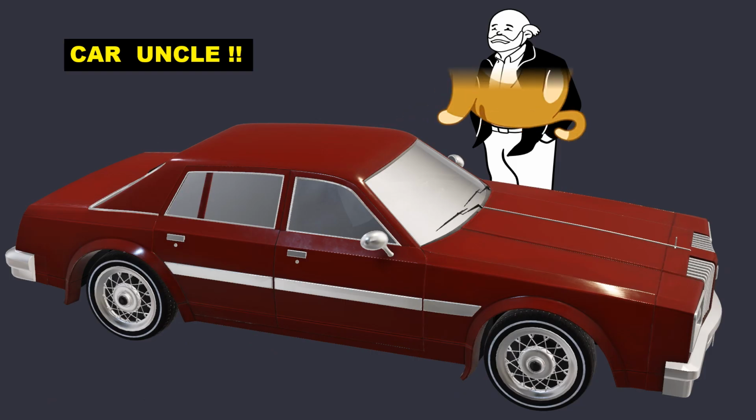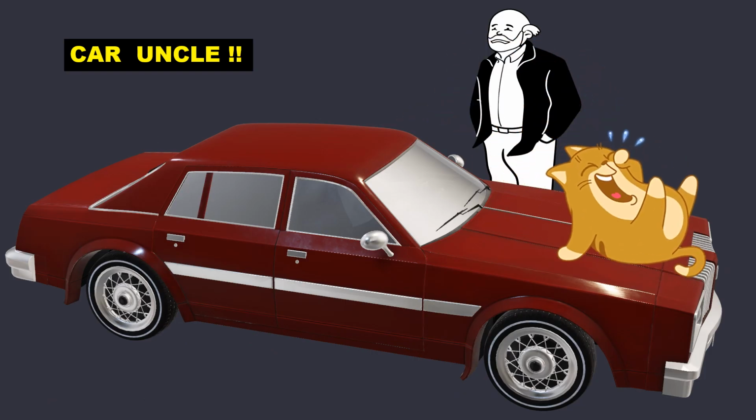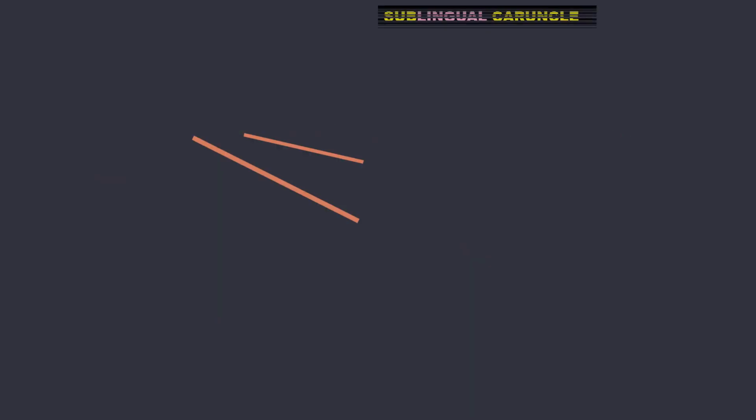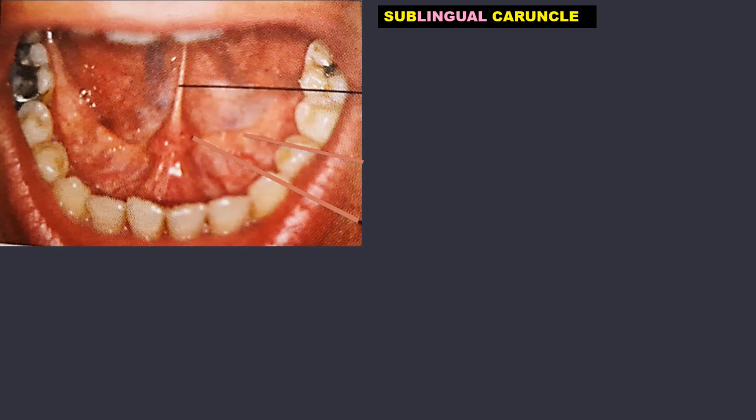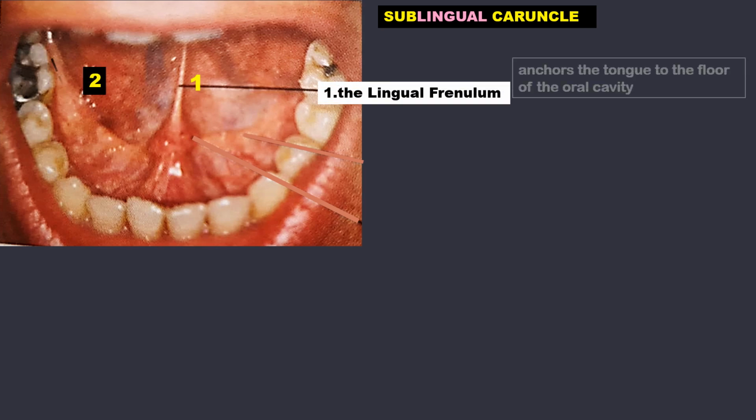Now this is a new word, caruncle. Sublingual caruncle, as the name suggests, is present below the tongue. If you lift the tip of your tongue and touch it to the palate, underneath you'll have 1, the lingual frenum, and 2, this dotted line is the sublingual fold.